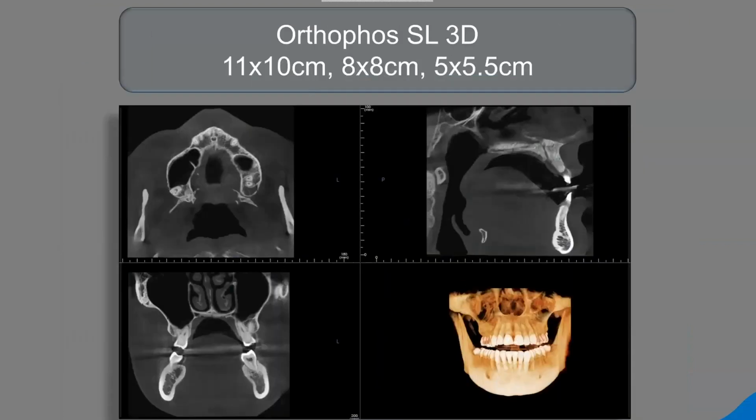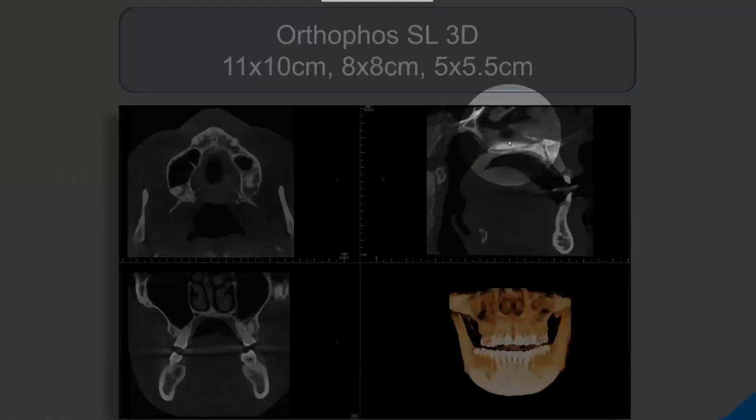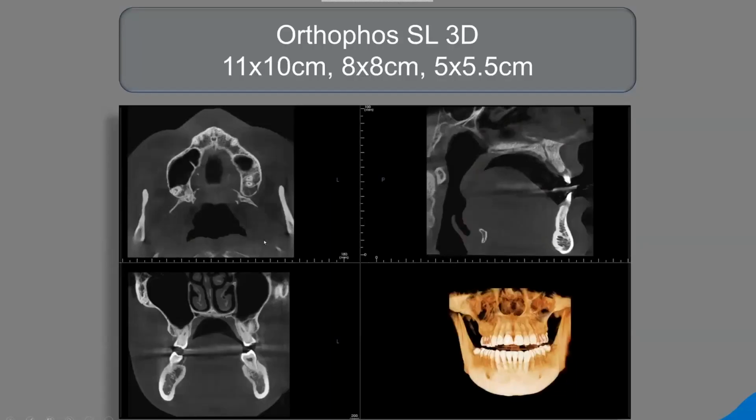This is the Orthophos SL. This is actually a variable field of view unit. So it will do 11 by 10, 8 by 8, and 5 by 5. The one that's being shown here is the 11 by 10. And you'll notice that you can see, of course, your maxilla and your mandible very well, and we can see airway. What we won't see, you probably won't get the whole cervical spine, and we might just catch just a little bit of the condyles, but you probably won't see the entire temporomandibular joint unless you have a very small patient. What I like about this particular unit is I like the fact it has variable fields of view.